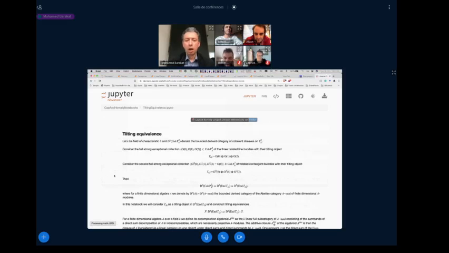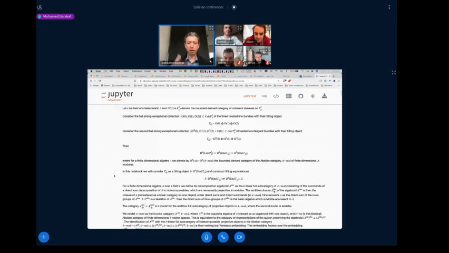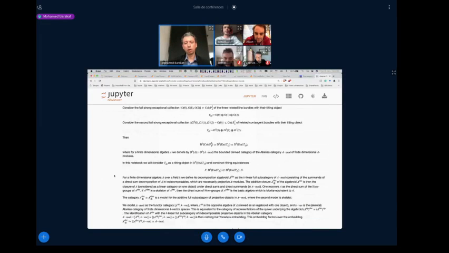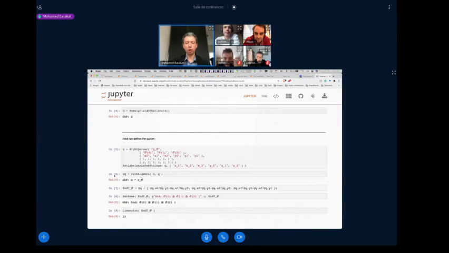And you see here more equivalence. It's not just the usual equivalence of category, but it's really coming from a tilting object. Yeah, and you see the worksheet is really long.